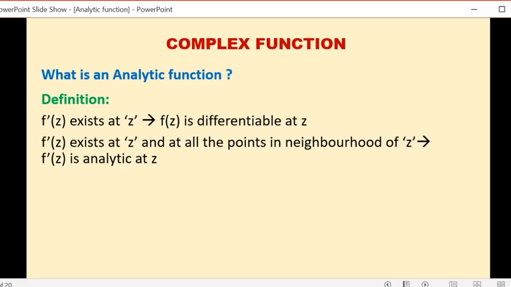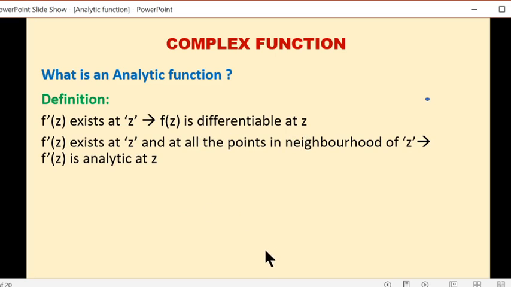0. Excellent, Paresh. What happens when you put z equal to 0? In the derivative minus 1 upon z square, it becomes infinite. Okay. So the derivative of 1 upon z does not exist at z equal to 0. So that means f of z is not differentiable at z equal to 0. Okay, understood the concept of differentiable and not differentiable?